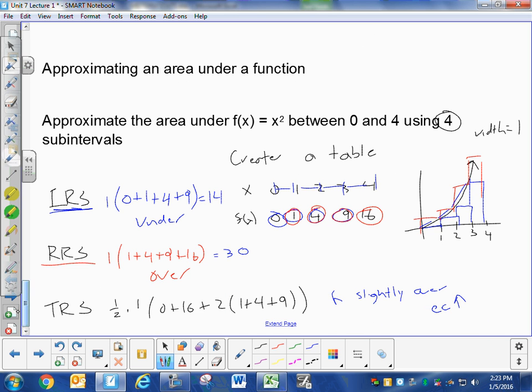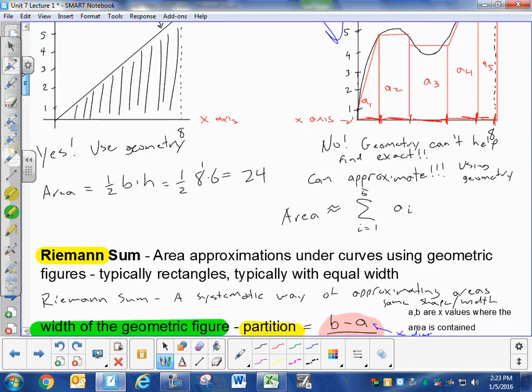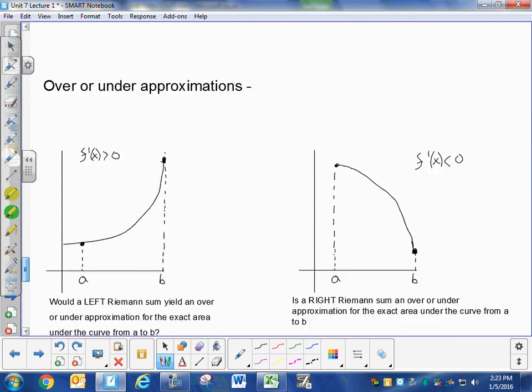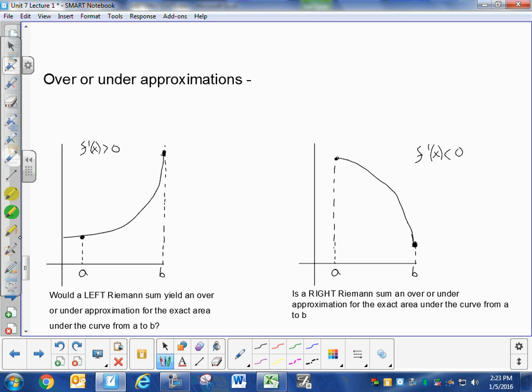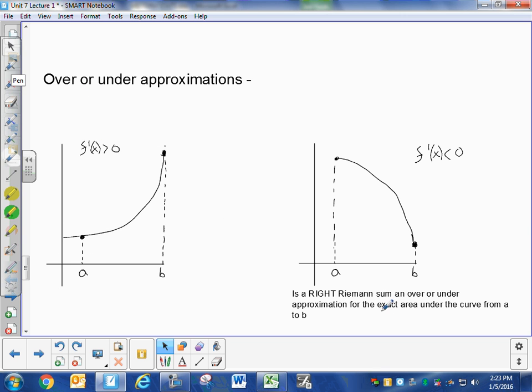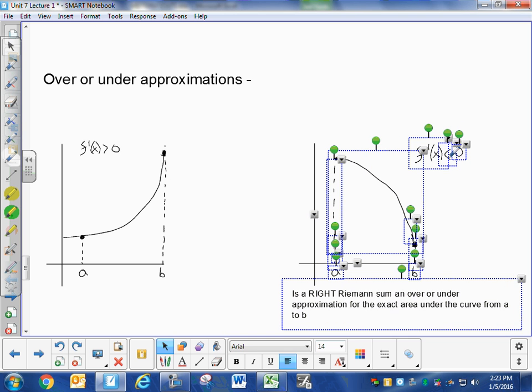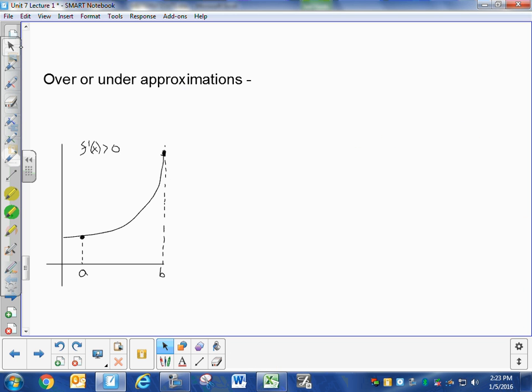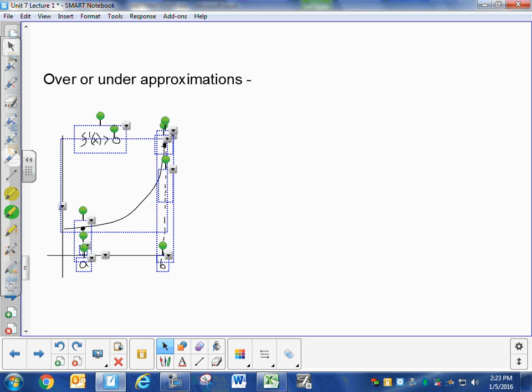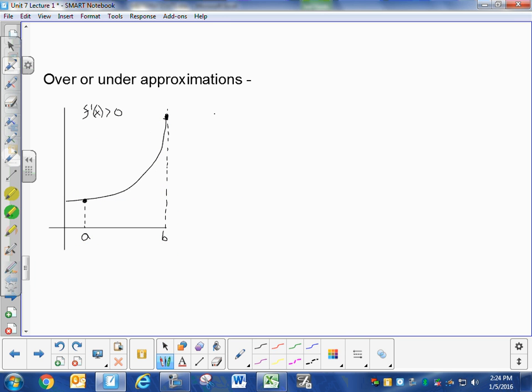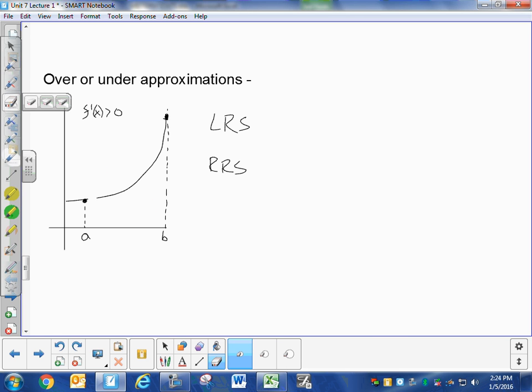Okay? Last thing to talk about is just over and under approximations. We mentioned it before. Just to sum things up, let's say I have some function that is increasing. I'm just going to throw this out here. Okay, this function is increasing. We should be able to figure out if a left Riemann sum or a right Riemann sum is over or under. Now, the way I can do this quickly, if I just know that a function is increasing, I can draw an increasing function no matter what.